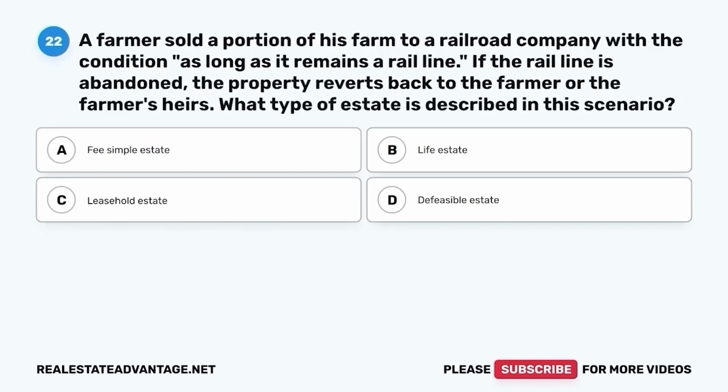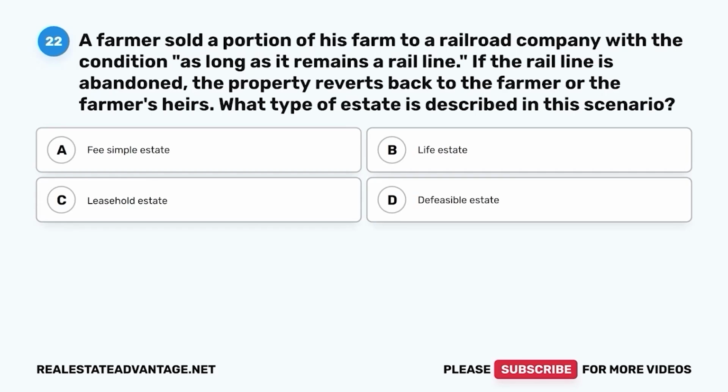Question 22. A farmer sold a portion of his farm to a railroad company with the condition, as long as it remains a rail line. If the rail line is abandoned, the property reverts back to the farmer or the farmer's heirs. What type of estate is described in this scenario?